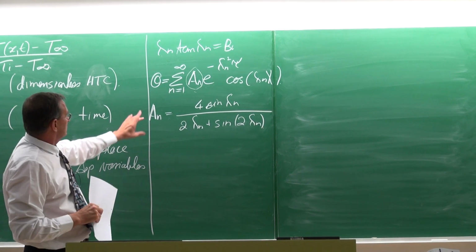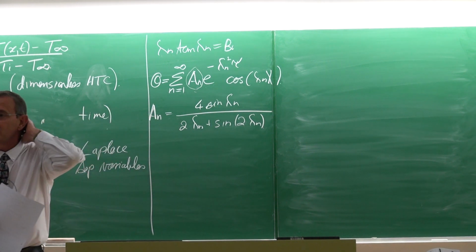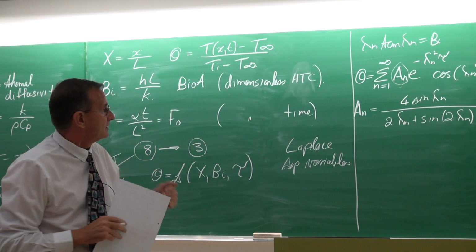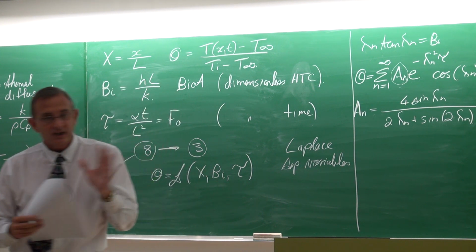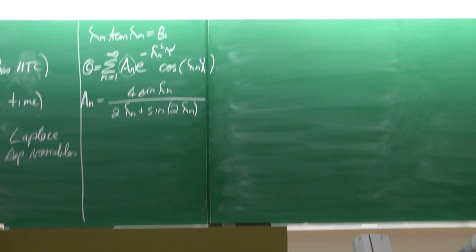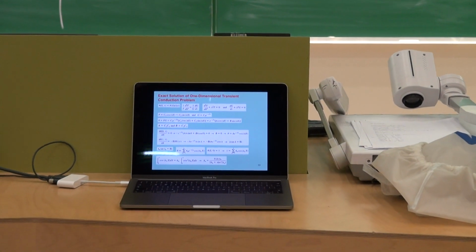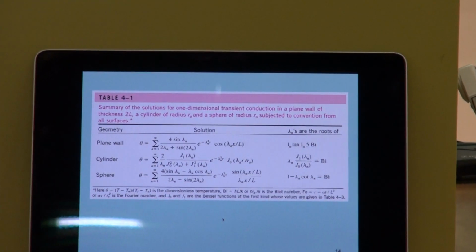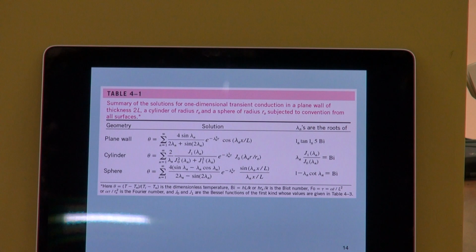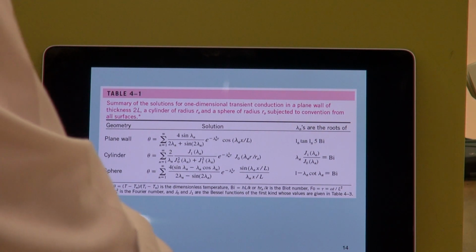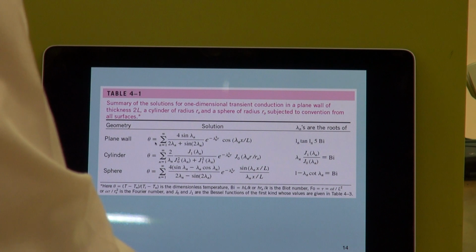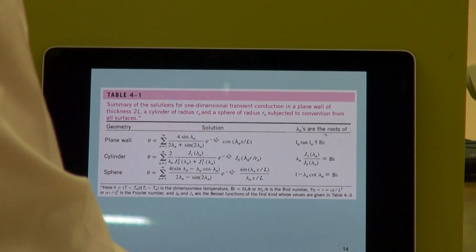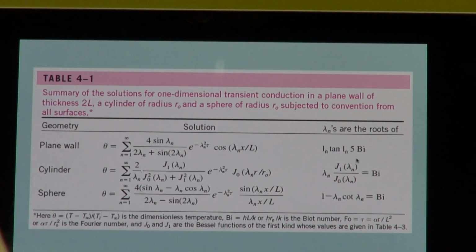Now, this is quite some work to go and calculate, especially if you don't have a computer to do it with. A shortcut that can be used is that you can typically get the results in a table, but I'll show you just now. The important thing is that the solutions are given in Table 4.1. Now take a good look. There are the geometries: plane wall, the cylinder and the sphere. There's the solution as a function of theta, and there are the roots. And there's an error there in the textbook, or on my PowerPoint.